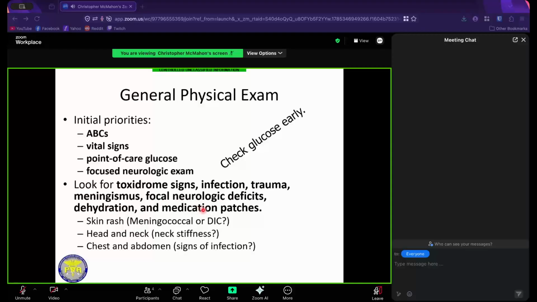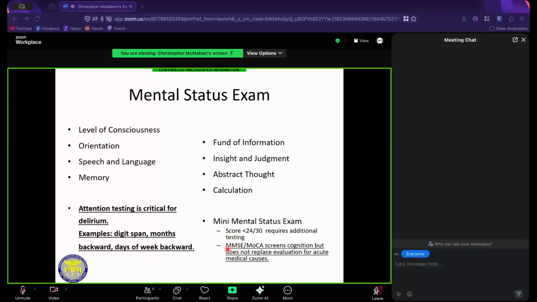Does anyone know what that means? As we get more elderly and we have pain, sometimes we're on opioid pain control, especially in palliative care scenarios. You may have a fentanyl patch on. Grandma might forget to take those off and have five of them in a row. Consider removing those. Skin rashes, meningococcal versus DIC. Head and neck stiffness, what am I looking for? Meningeal signs at this point. And then chest and abdomen, again looking for signs of infection. That was just a stepwise approach through the body.